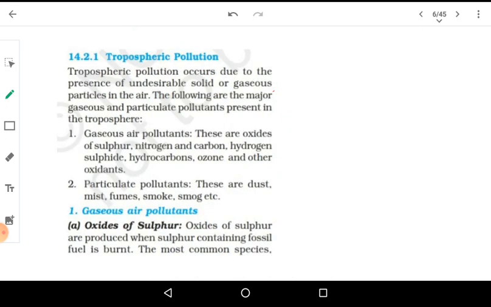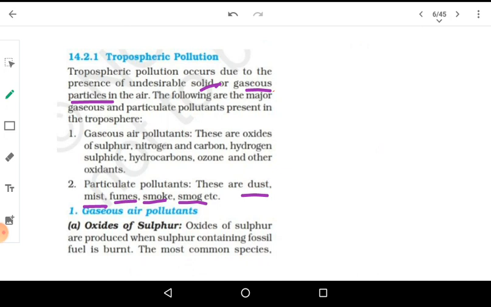Now let us see about tropospheric pollution first. Tropospheric pollution occurs due to the presence of undesirable solid or gaseous particles in the air. Let us classify these gaseous particles into oxides of sulfur, oxides of nitrogen, oxides of carbon, hydrogen sulfide, hydrocarbons, ozone and other oxidants. And particulate pollutants include dust, mist, fumes, smoke, smog and so on. So let us look at each of these in detail.